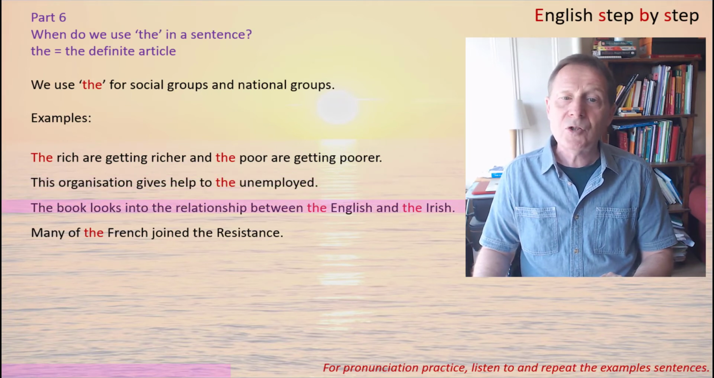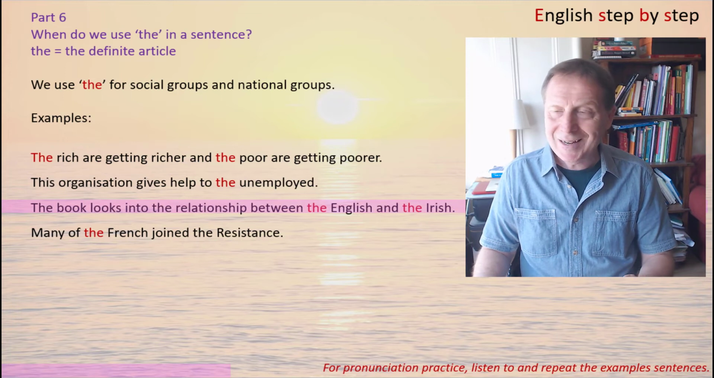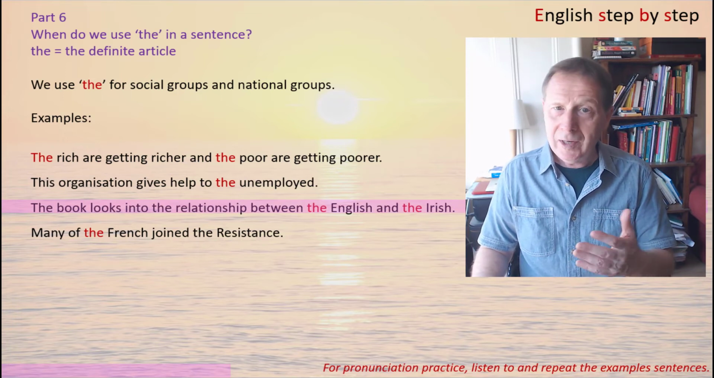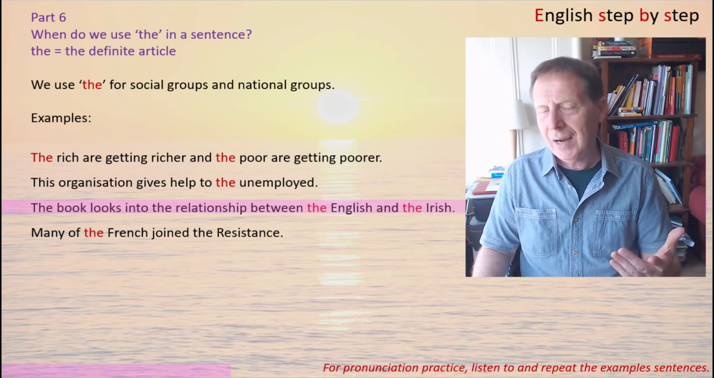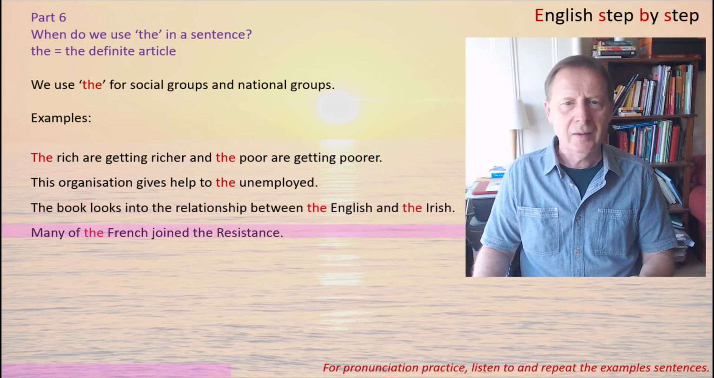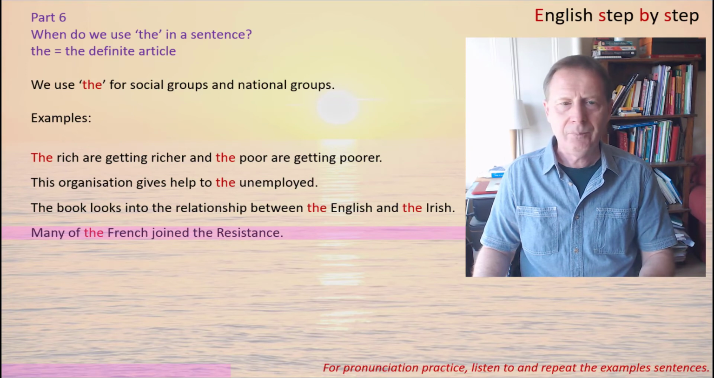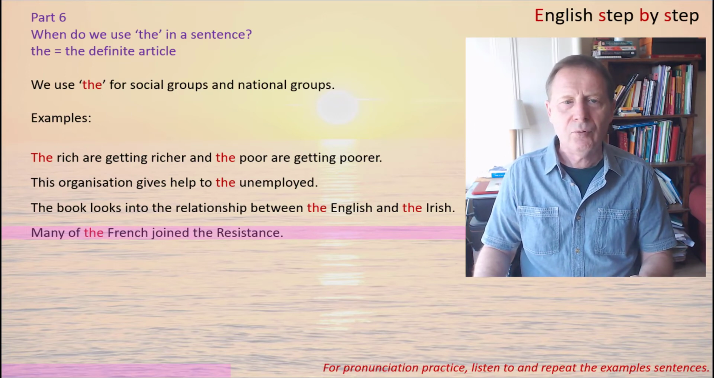The book looks into the relationship between the English and the Irish. Well, here you have two examples of national groups, the English and the Irish. The next example is similar. Many of the French joined the resistance, and that means the French people. That's a national group.